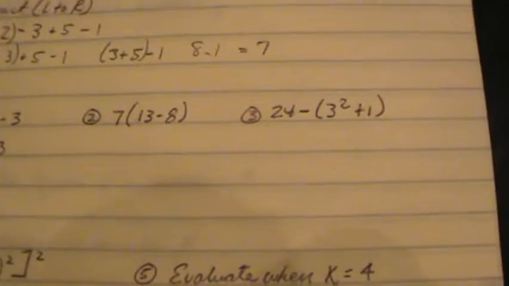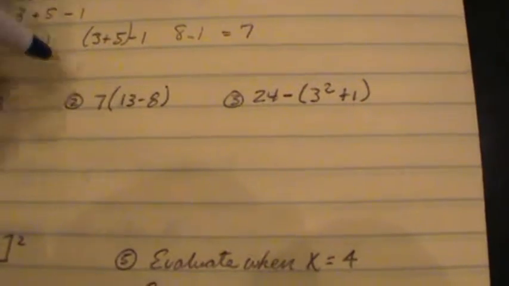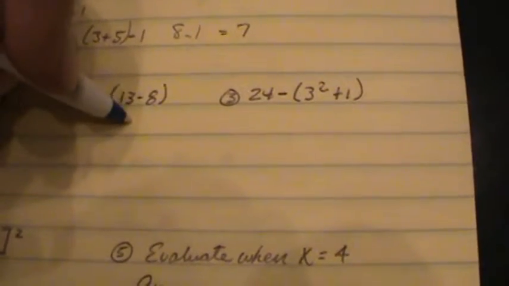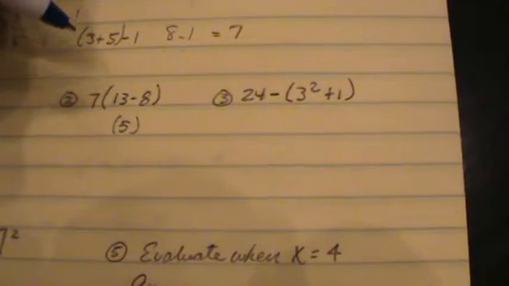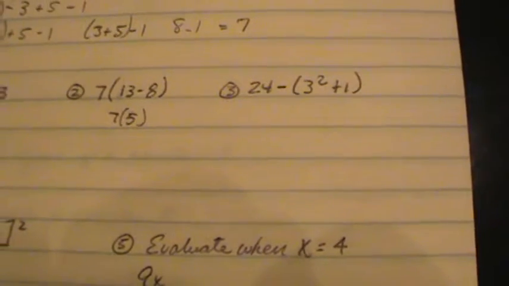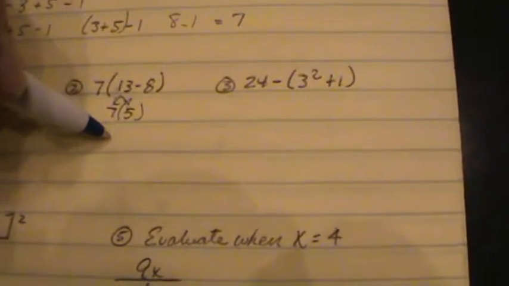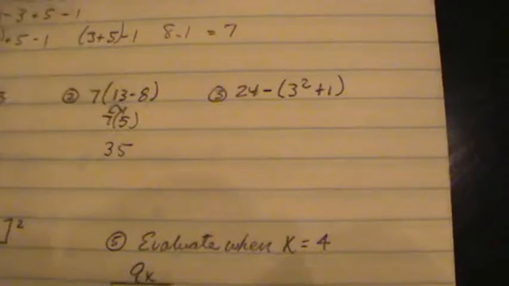Problem number 2, it does have a parentheses. What you want to do is a parentheses first, so I have 13 minus 8. So that would give me 5. I'm going to keep it inside the parentheses because anytime a number is next to a parentheses like that, you're multiplying. So what I have now is 7 times 5, which would be 35.